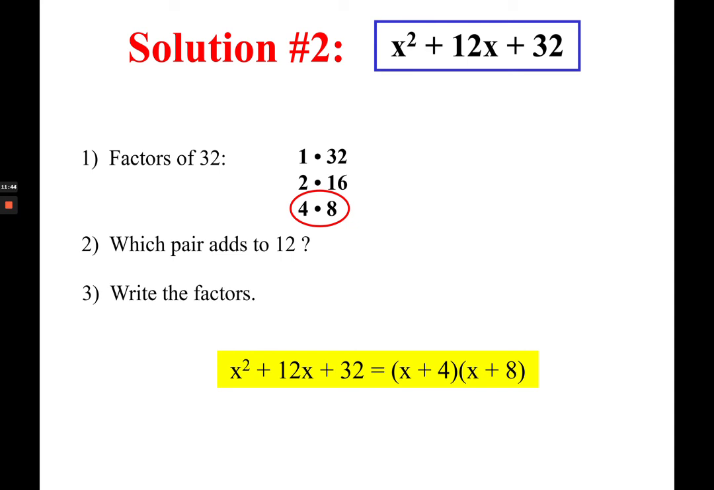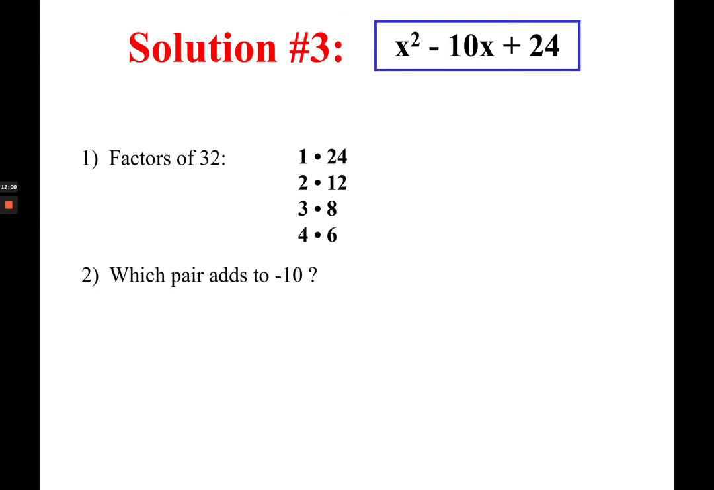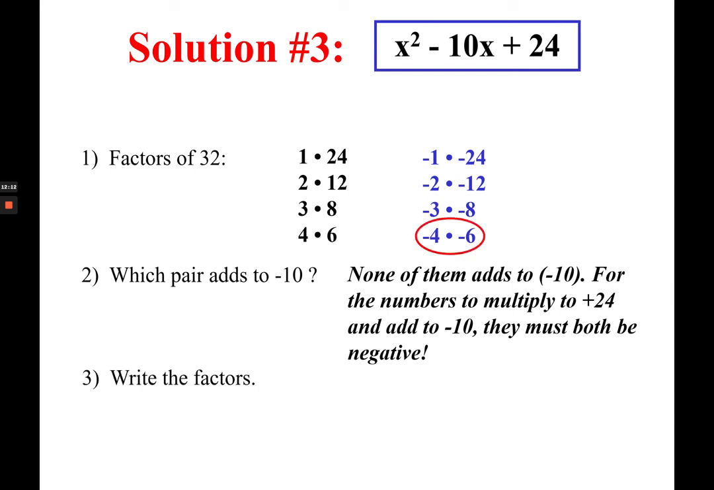And number 3. Here it is. Positive, negative. It means we are looking for both negative factors of 24. List down all the negatives. Here it shows all positive, but nothing will add up to negative 10. So we will list all the negatives. All the negatives are here, and which adds up to negative 10? It should be this one. So that will be your factors: x minus 4 multiplied by x minus 6.